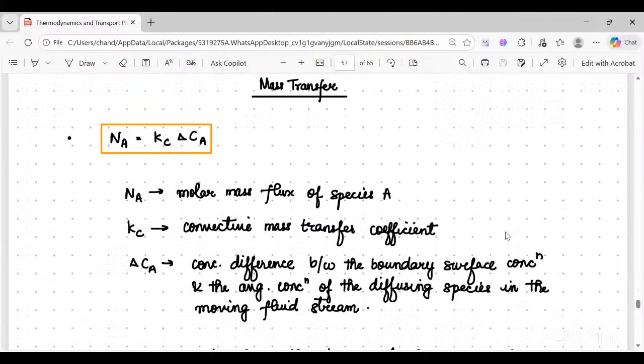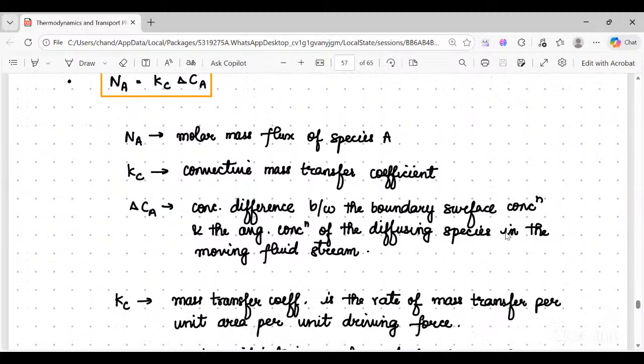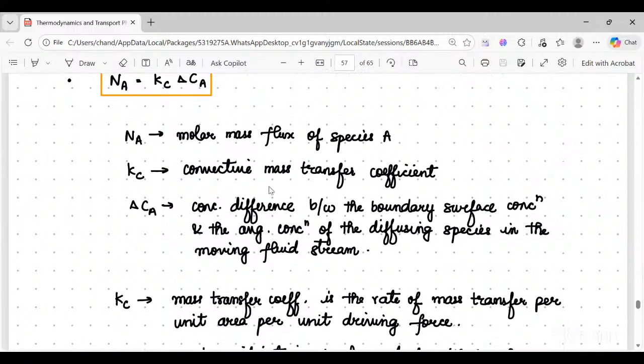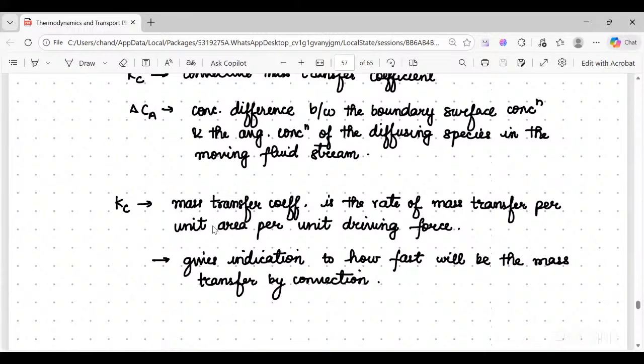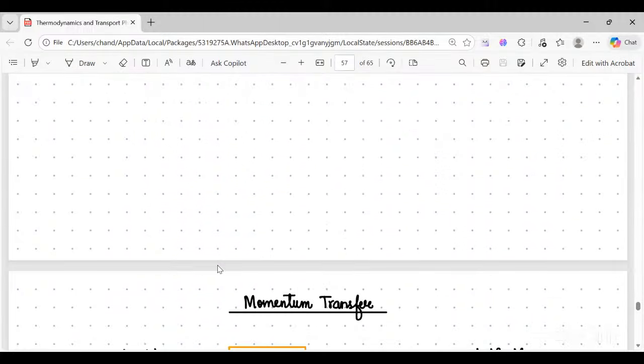Mass transfer: Na is equal to Kc into delta C. Na is the molar flux of species A, Kc is the convective mass transfer coefficient, and delta C is the concentration difference between the boundary surface concentration and the average concentration of the diffusing species. Kc, the mass transfer coefficient, is the rate of mass transfer per unit area per unit driving force. So this gives an indication of how fast the mass transfer by convection happens.